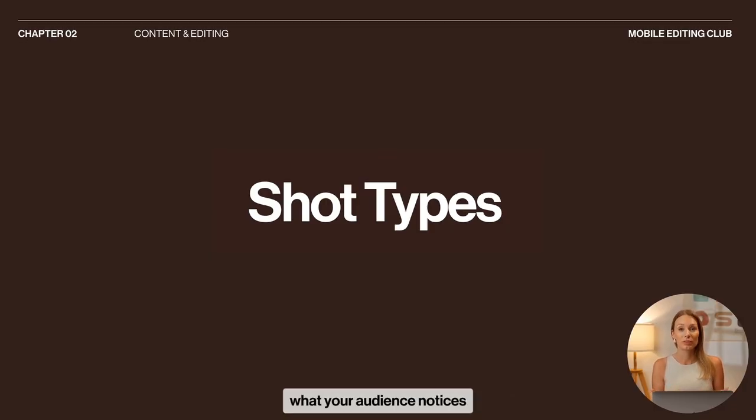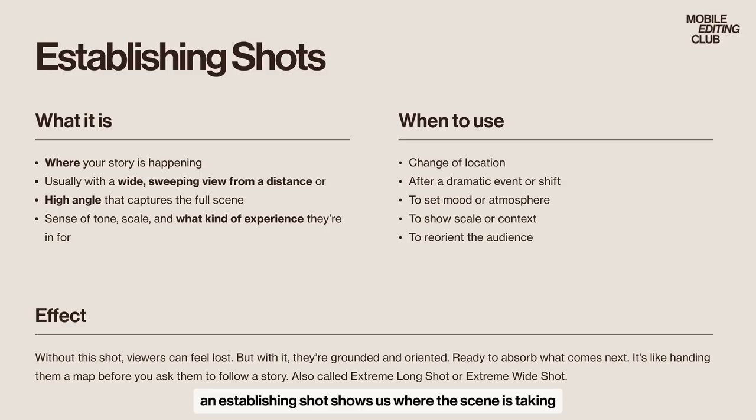Shots shape what your audience notices, how they feel, and what they remember. Think of each one as a tiny emotional lever. When used intentionally, it can guide your viewer's experience on a psychological level. Let's walk through the different shot types, what they do, when to use them, and most importantly, how they impact your audience emotionally. An establishing shot shows us where the scene is taking place.